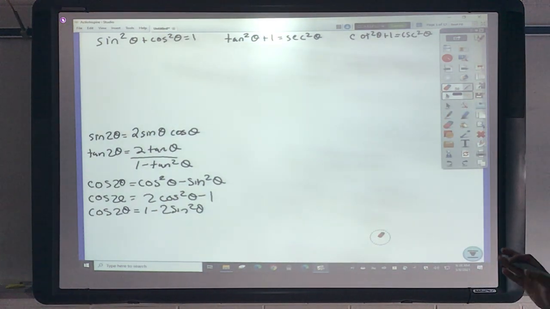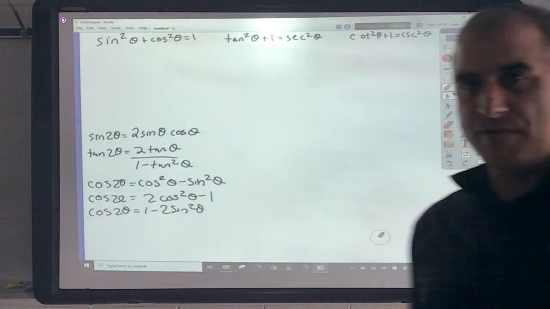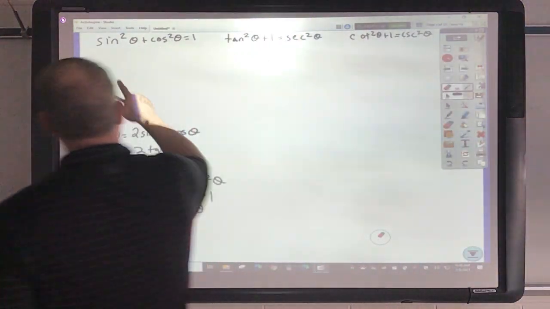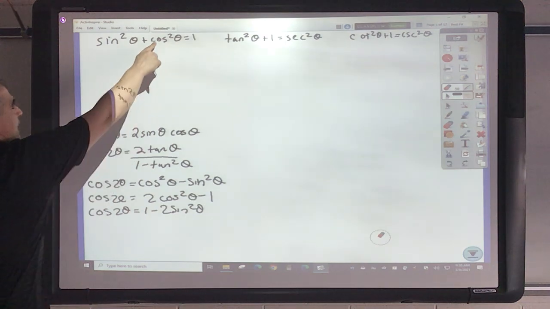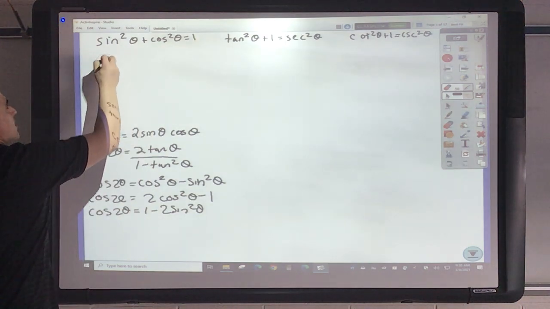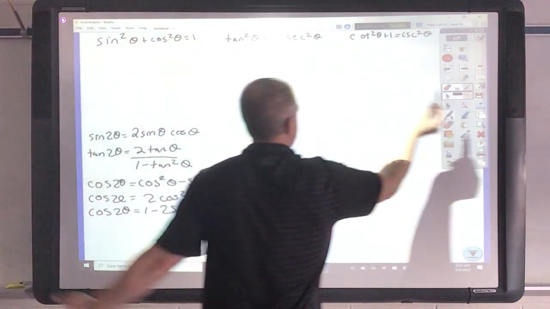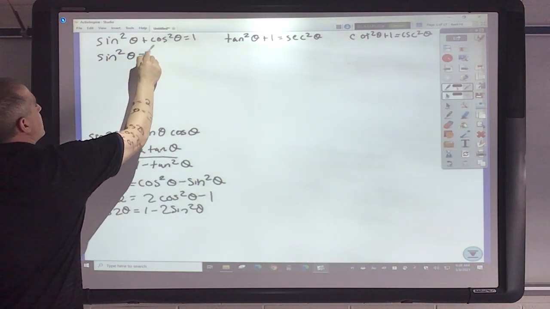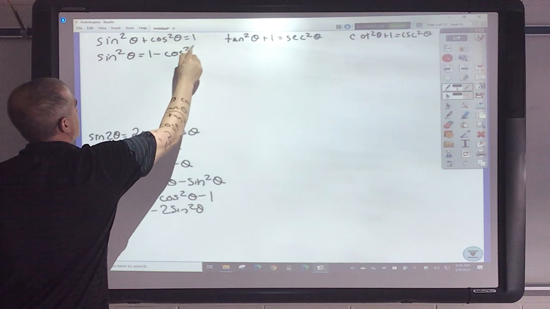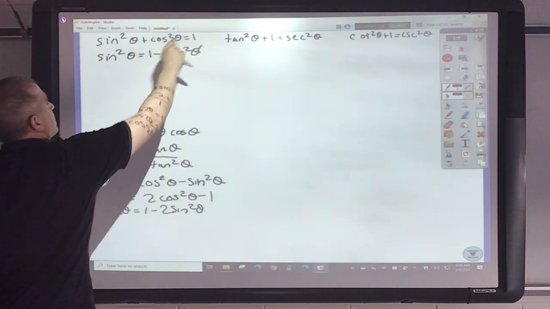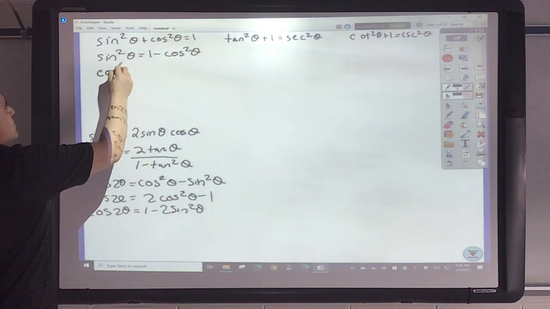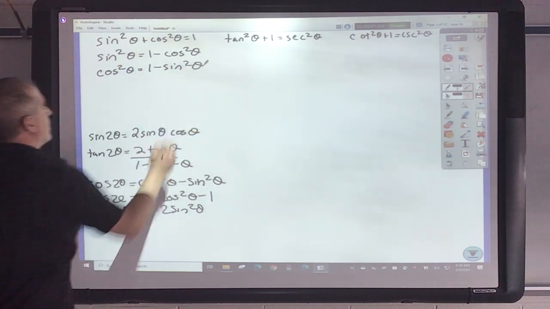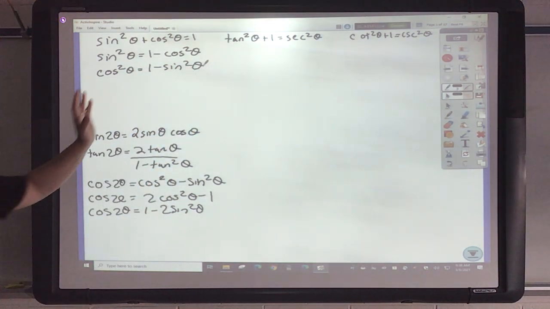Now, what you want to do is have an idea, as we move later on into verifications, of what these things mean. So this means this. Now, if I were to move the cosine over here, this also means that, and I'd like you to have these down as well, that sine squared of theta is 1 minus cosine squared of theta. If I were to move cosine over there, I could also use the identity that it's 1 minus sine squared of theta. Okay, so all three of those go together.